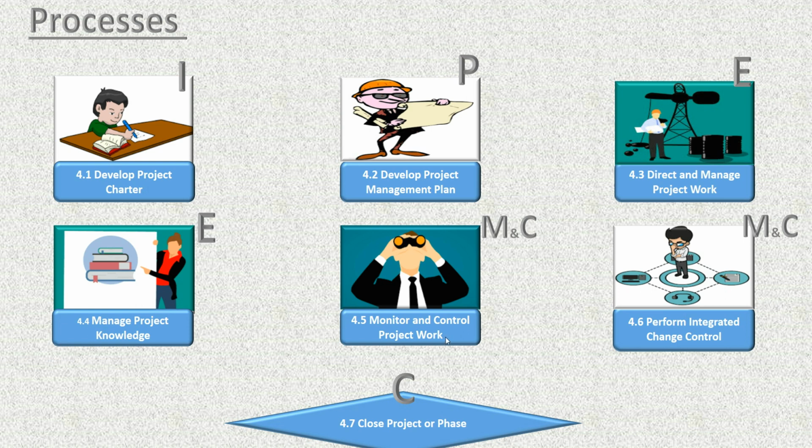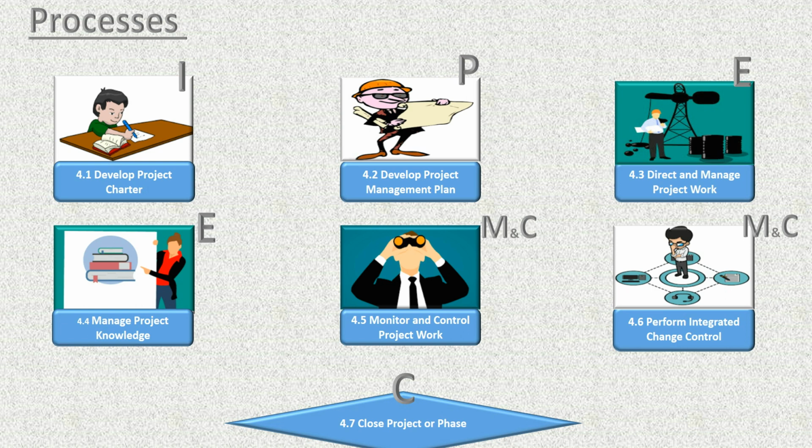Then comes monitor and control project work. Monitor and control project work is nothing but the activities you perform to check whether your project is going well, whether your project baselines are intact, whether the reports coming out of your various processes are in line with your expected results, etc. And if something goes wrong, or if you think that something may go wrong, you can take some corrective or preventive actions. So this monitor and control project work comes under monitoring and control process group.